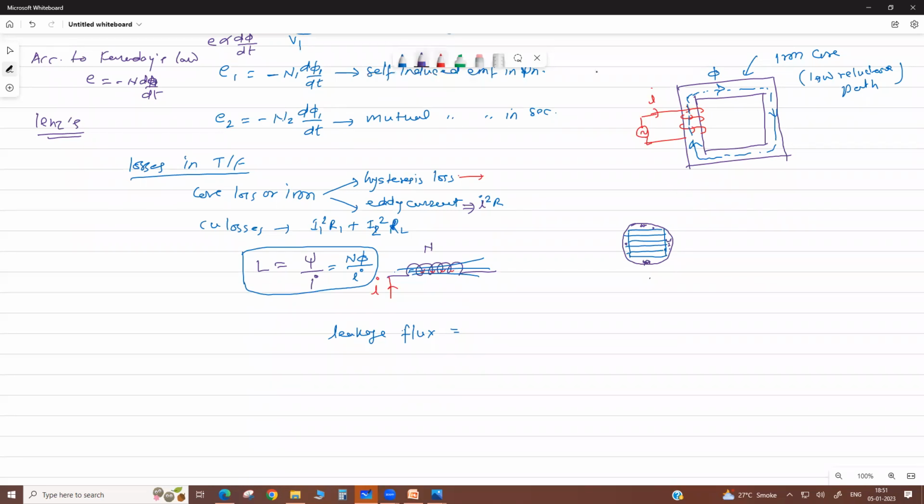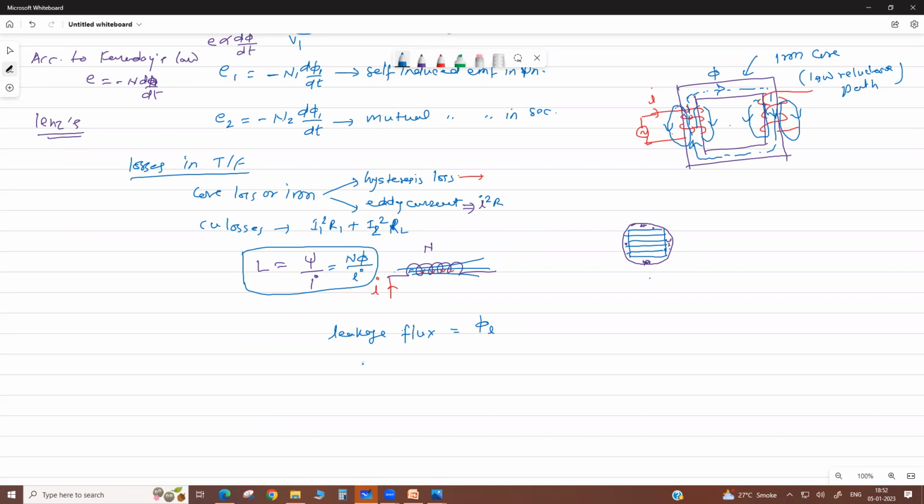But now some part of the flux circulates here. See here, like this. So this is called leakage flux. Here also in the secondary coil, like that. Due to this, there is also leakage flux. So this total flux we calculate, that is called leakage flux. Suppose this is phi L, the total leakage flux.